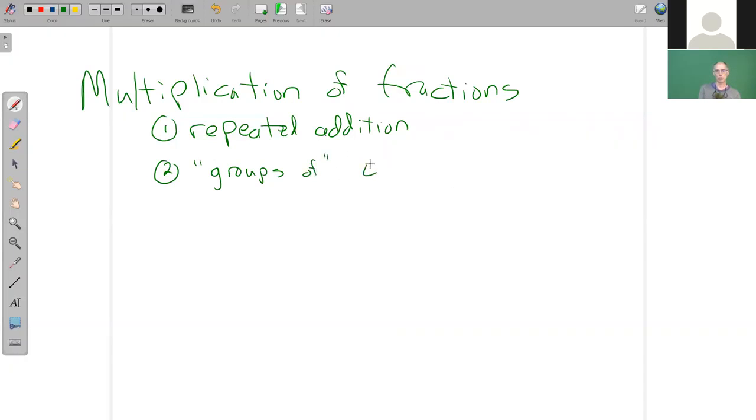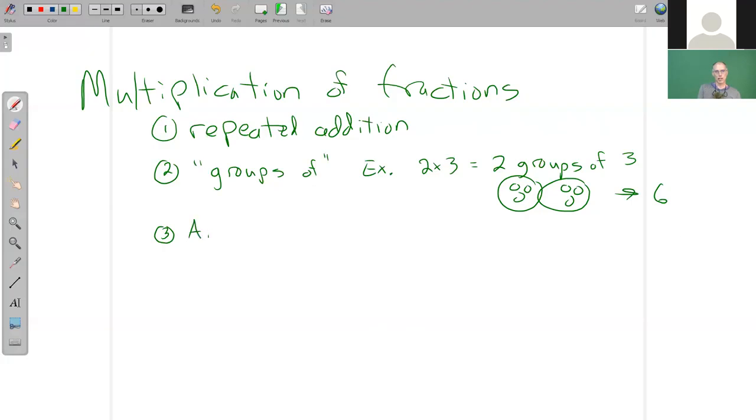So example of the groups of would be like, what does 2 times 3 mean? Well, it means we have 2 groups of 3. So we literally replace the multiplication symbol with the phrase groups of. And here's one group of 3, here's the other group of 3, and there seem to be 6 things there.